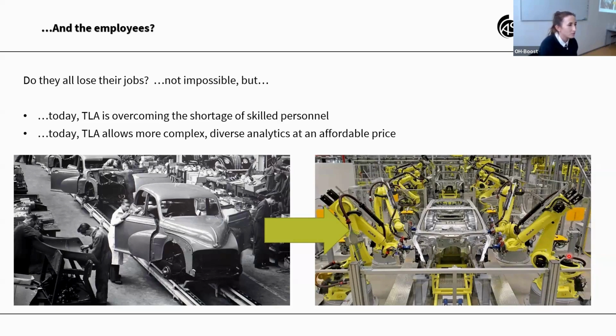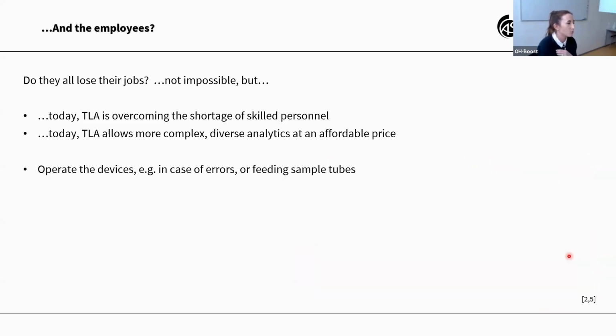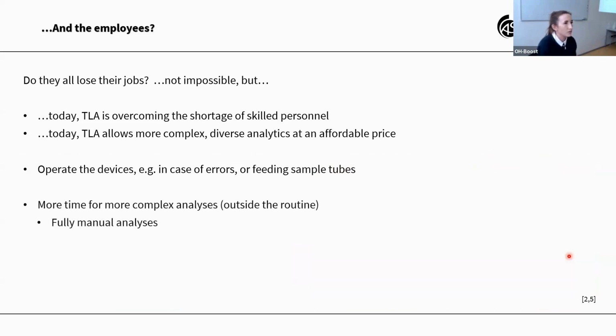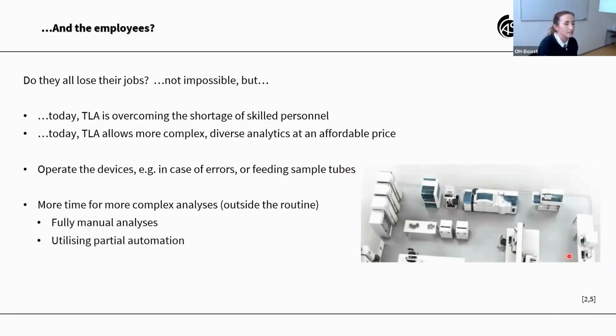And what do the employees do? They operate the devices, of course, so the TLA, in case of errors of the systems or feeding the sample tubes. They have more time for more complex analysis outside the routine. They do it fully manually, as you've seen in the picture on the slide before. Or they utilize these partial automation systems. These are systems that are not linked to the TLA, but of course need to be operated.